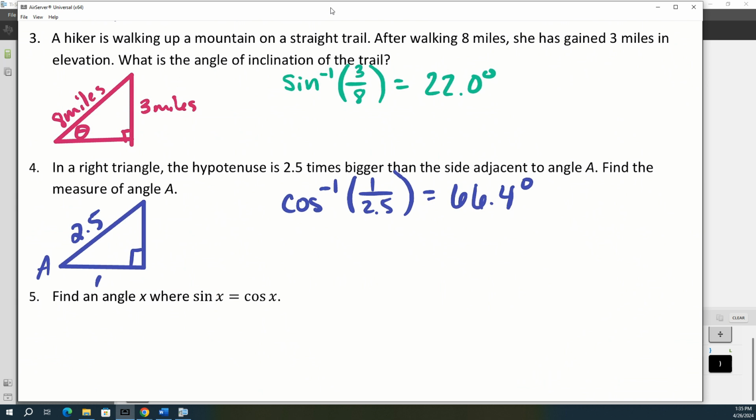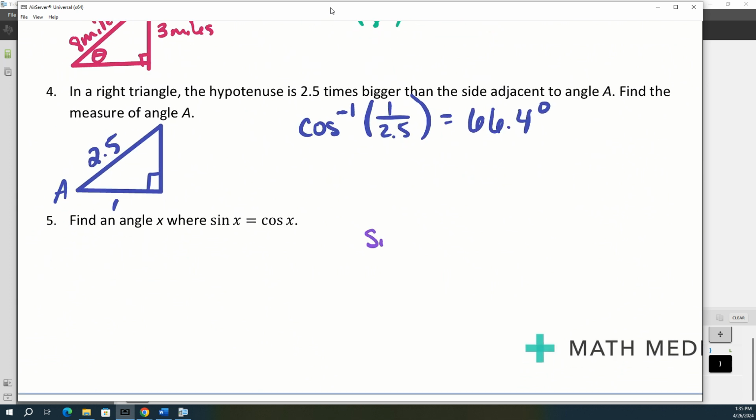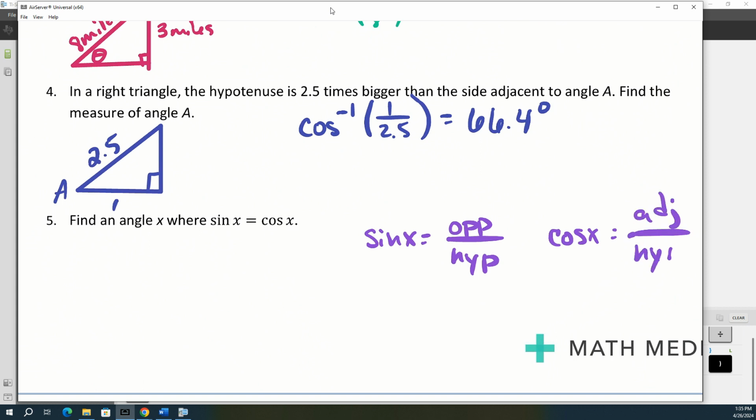All right, and then number 5 is one that kind of makes you think. We want to find an angle x where the sine of x equals the cosine of x. What, man? We can do it. So sine of x is opposite over hypotenuse. Cosine of x is adjacent over hypotenuse. If those two things are equal, what has to be equal? The hypotenuse. Well, the hypotenuse will be because it's the same triangle. It's the same x. So the opposite needs to equal the adjacent.